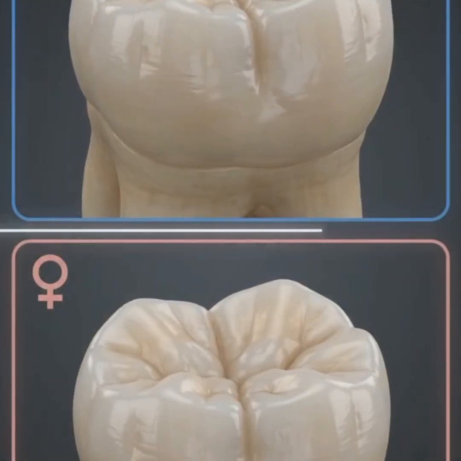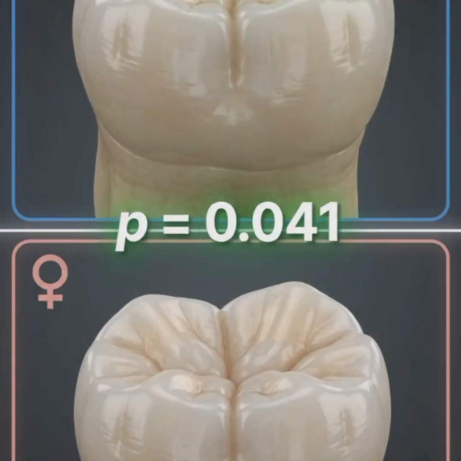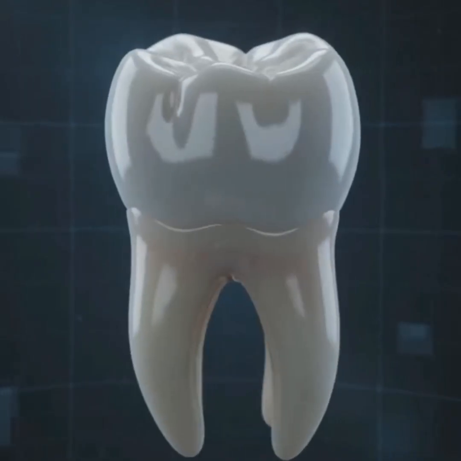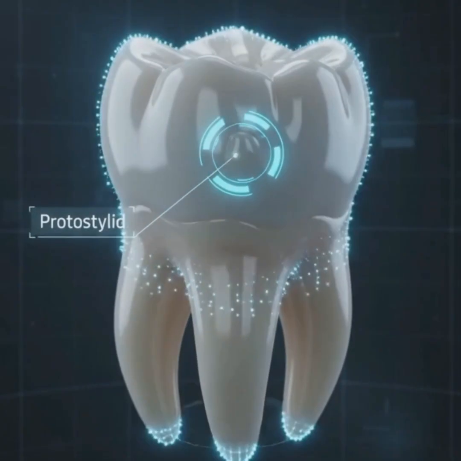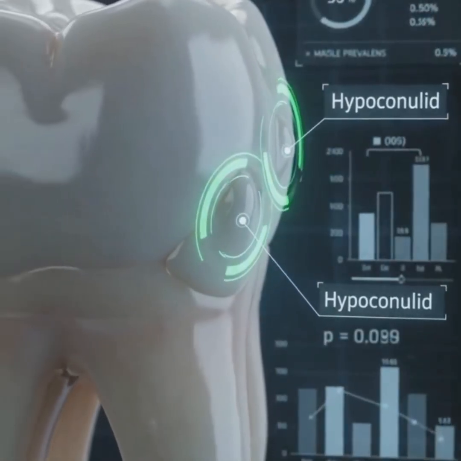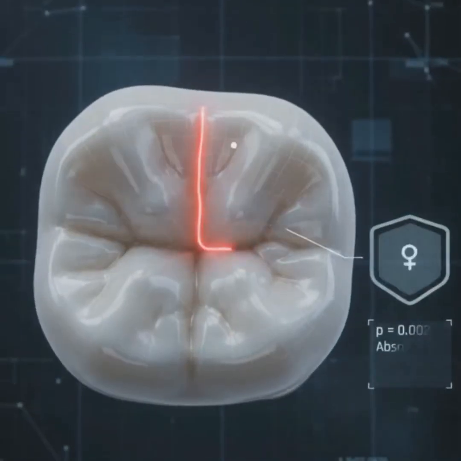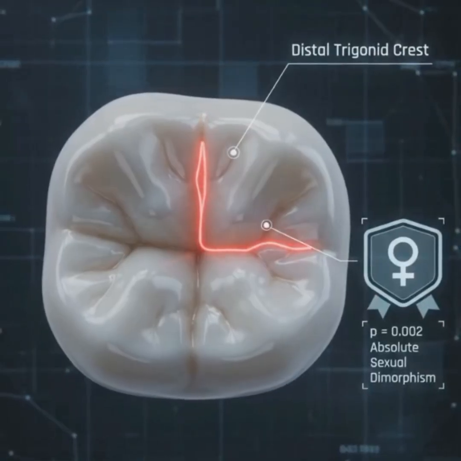Males generally display more developed hypocones. This variation is statistically significant. Accessory cusps like the protostylid and hypoconulid vary by sex. The distal trigonid crest occurs only in females.